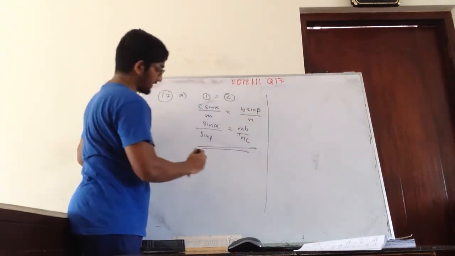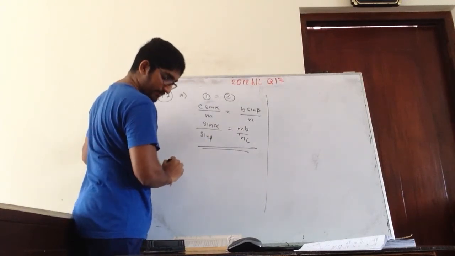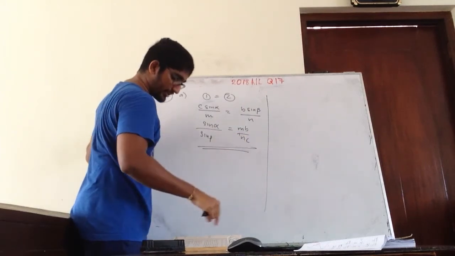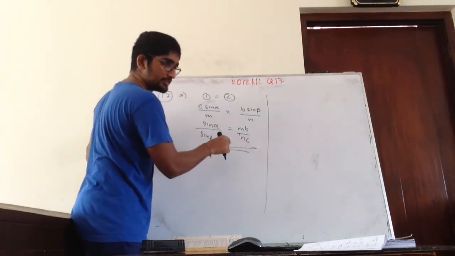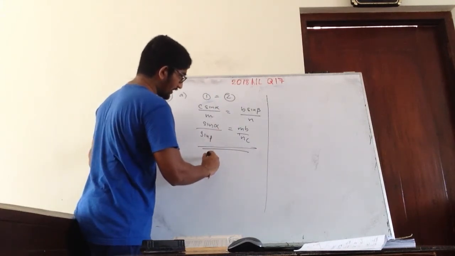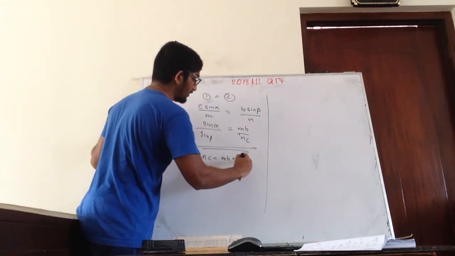What are they asking next? Next they are asking MB minus NC, MB plus NC. So what I am going to do is take one of the things out here. I am going to take NC out. If I take NC out, NC can be written as MB times sine beta over sine alpha.